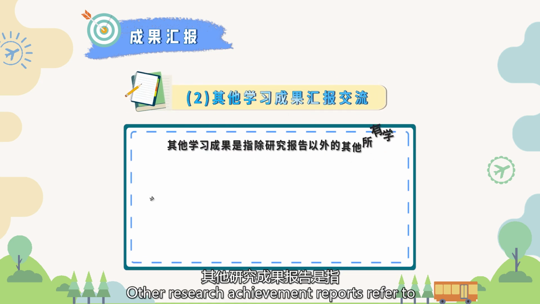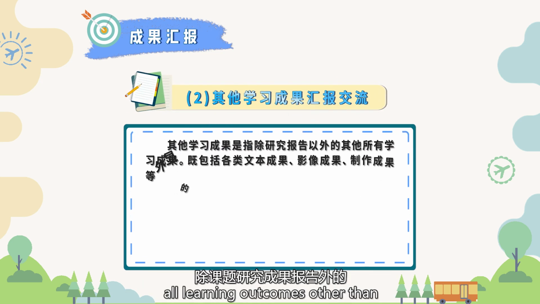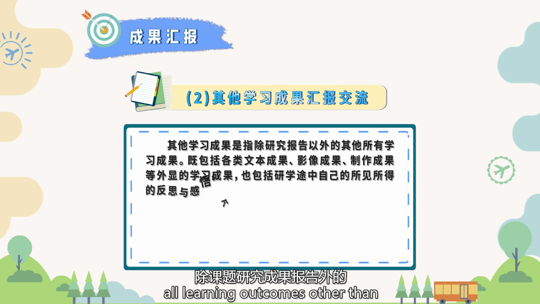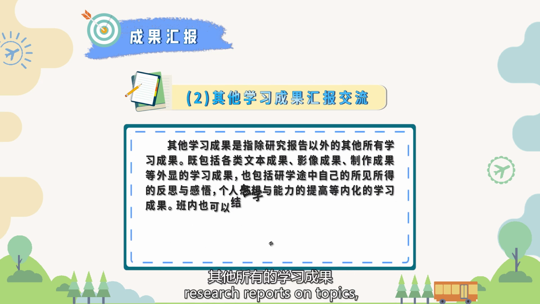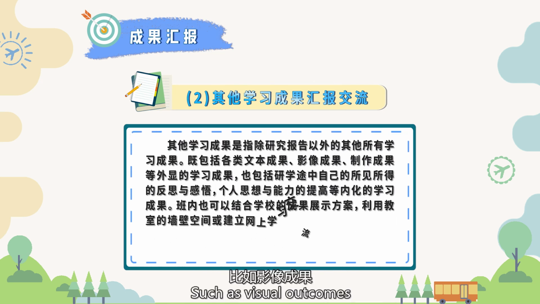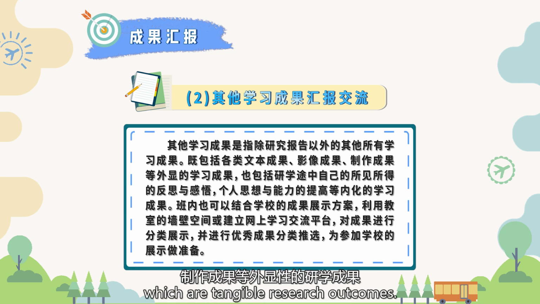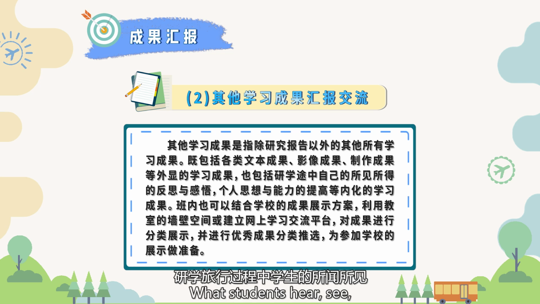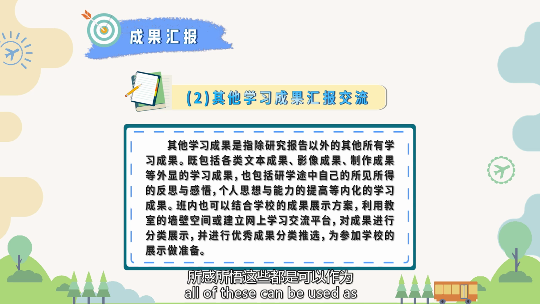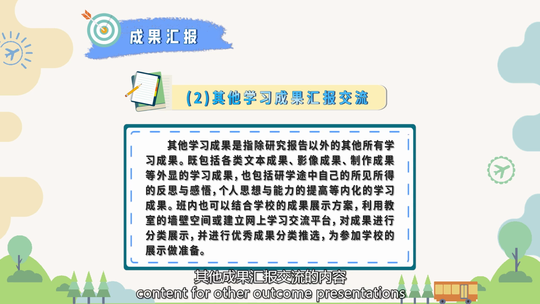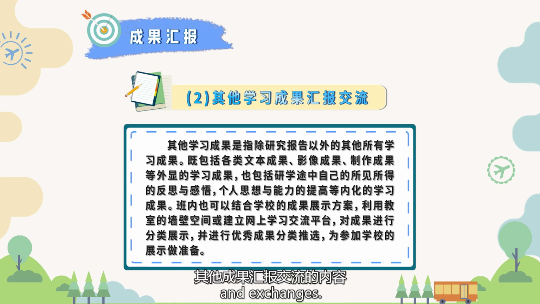Other research achievement reports refer to learning outcomes other than research reports on topics, such as visual outcomes and production outcomes, which are tangible research outcomes. What students hear, see, and feel during the study tour, all of these can be used as content for other outcome presentations and exchanges.